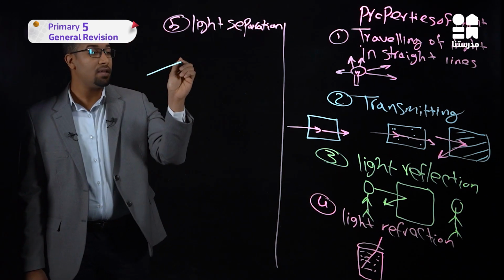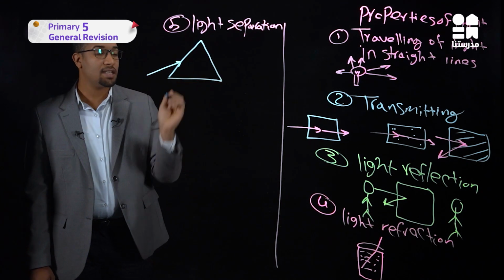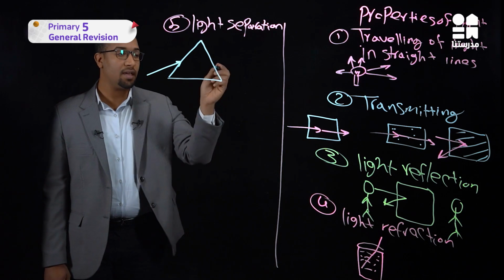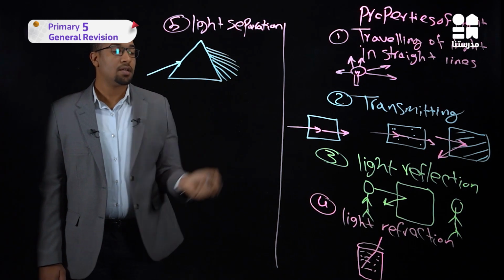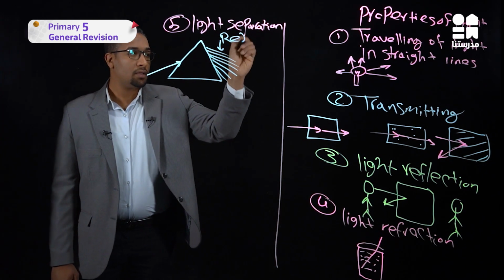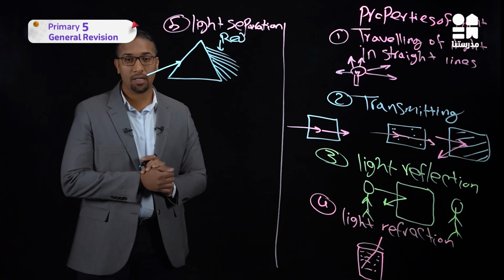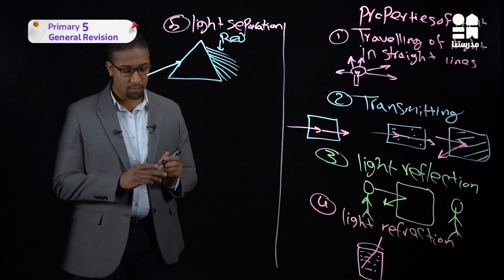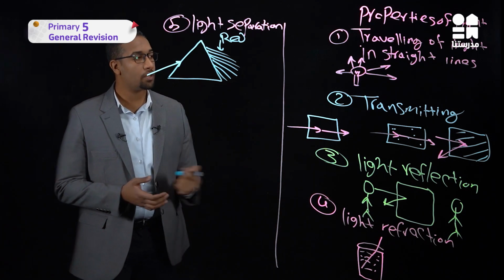So if we have here white light striking a prism, a glass prism, it will be separated into 7 spectrum colors. 7 spectrum colors start here from red. Red, orange, yellow, green, blue, indigo, and violet. And these are called spectrum colors. And many phenomena occur because of these properties.